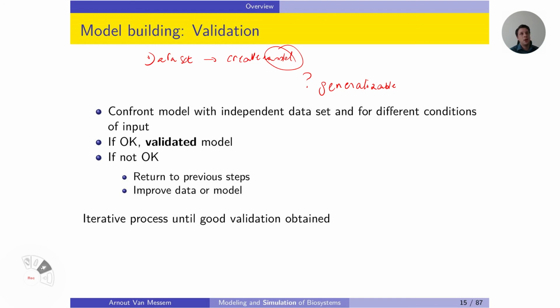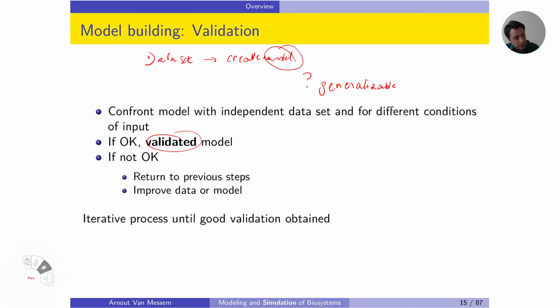Because I optimize my model based on the data set, it will always be as good as possible a model for those data, but that doesn't necessarily mean that it's also a good model in reality. It can be that my data set is not very representative, or there's a problem, and my model does not work in reality. So what you have to do is confront the model with an independent data set and see if it is still performing well. If it is, then we have a validated model. So in that case, we can implement the model in real life. If it's not, you have to return to the previous steps and then either improve the data and remake the model, or improve the structure of the model.